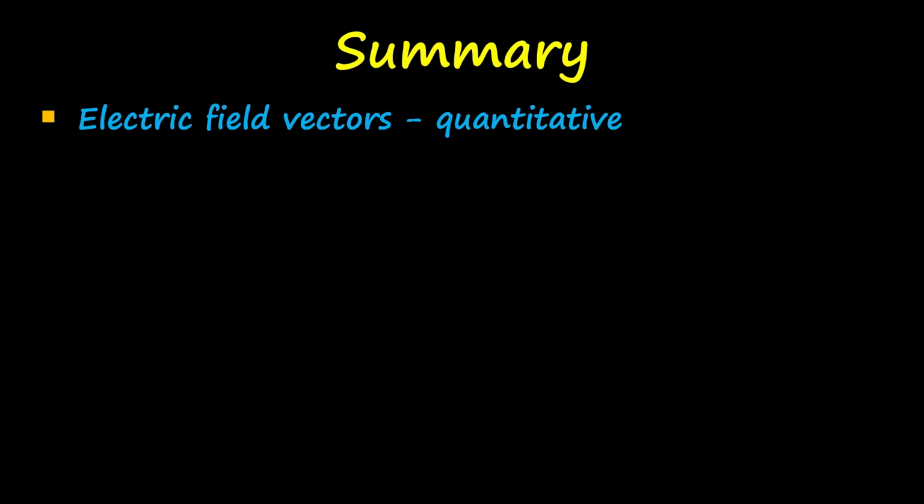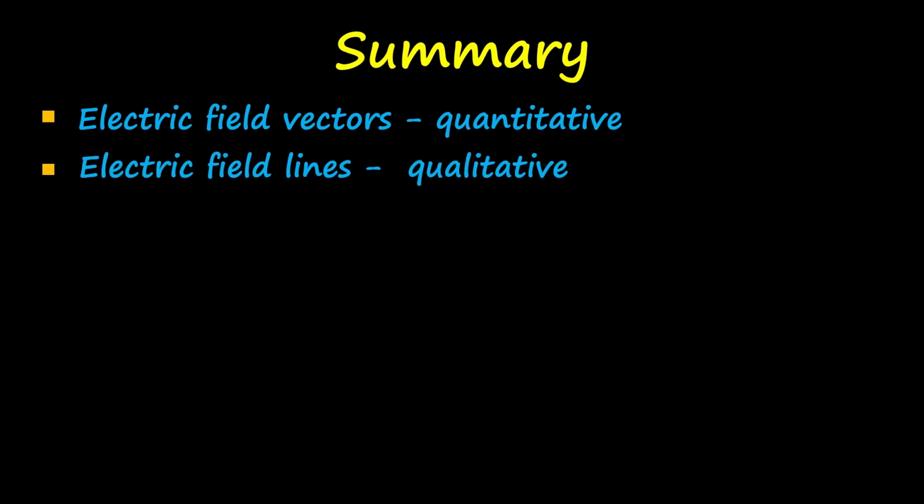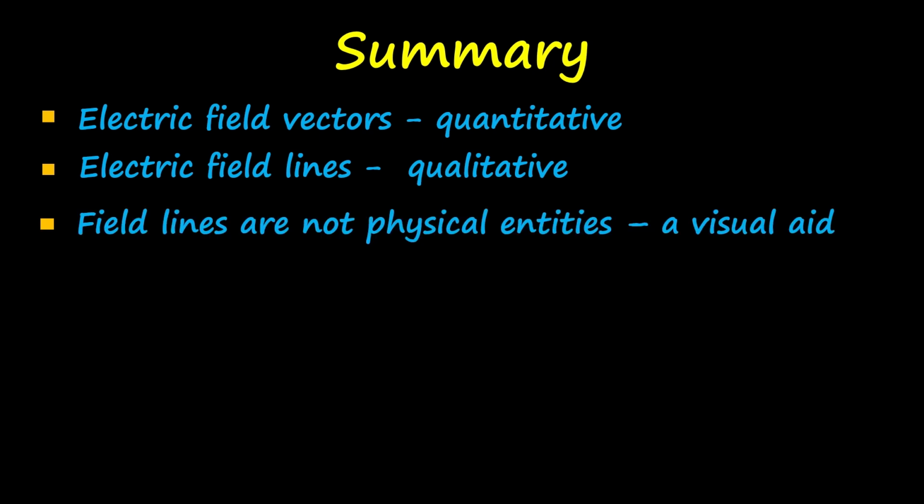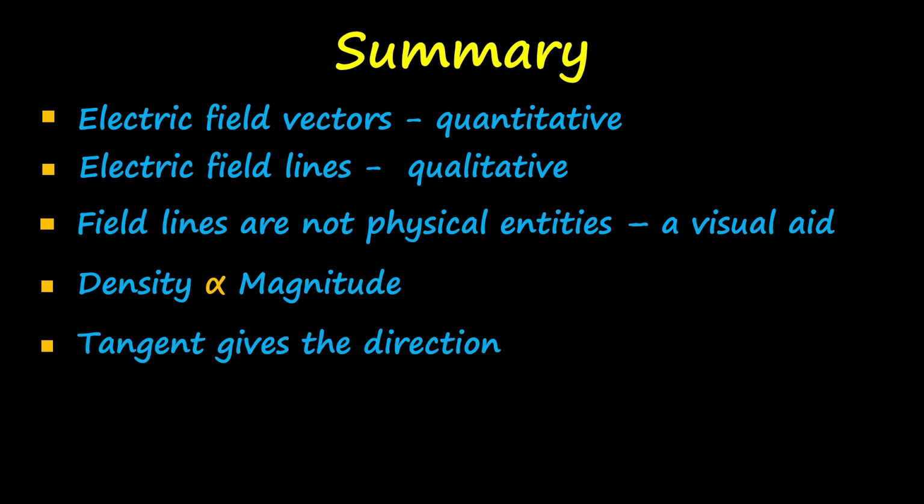Now let us summarize whatever we have learned. Electric field vectors are a quantitative representation, and electric field lines are a qualitative representation. Electric field lines are not physical entities, rather it's a kind of visual representation. The density of the electric field lines is proportional to the magnitude of the electric field vector. The tangent at a particular point gives the direction of the electric field, and field lines cannot intersect.